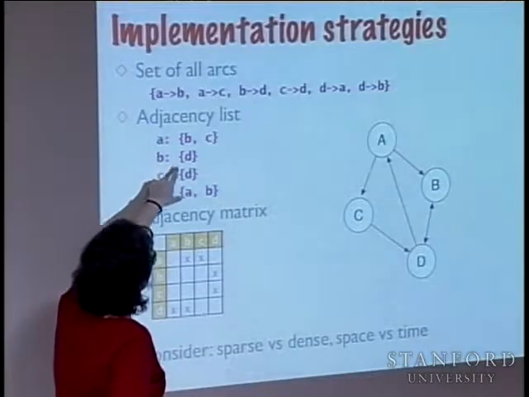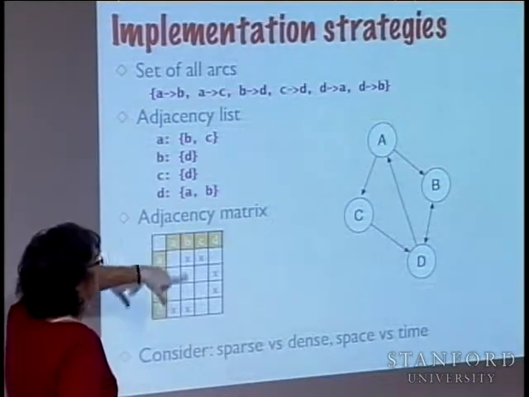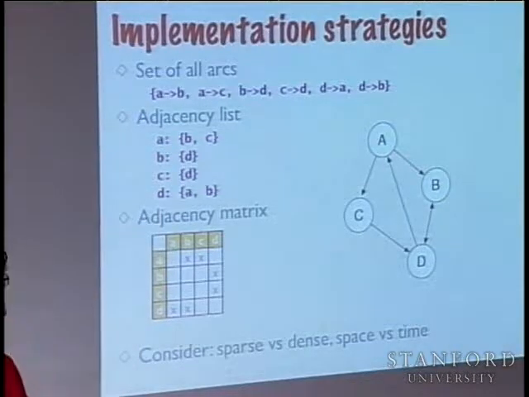Similarly, B has one outgoing connection which goes to D, C has an outgoing connection to D, and then D has outgoing connections that lead back to A and to B. So at a particular node, I could say, well, who are my neighbors? It would be easily accessible and not have to be retrieved or searched or filtered.